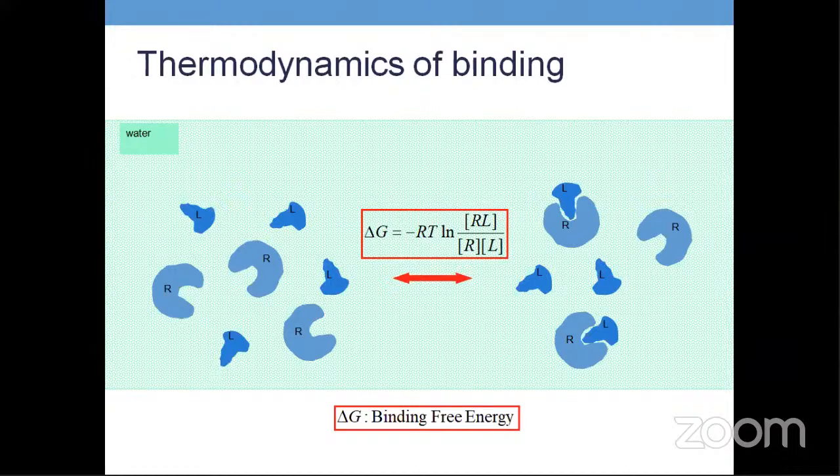Now, for any spontaneous process, delta G has to be negative. And the value of delta G can be calculated in this way, where RL stands for the concentration of the receptor-ligand complex, and R and L are the concentrations of the receptor and the ligand respectively. But the most important thing is that delta G should be negative. Whatever the case may be, delta G should be negative.